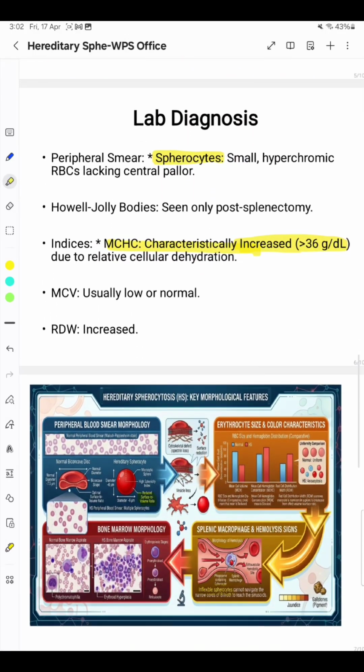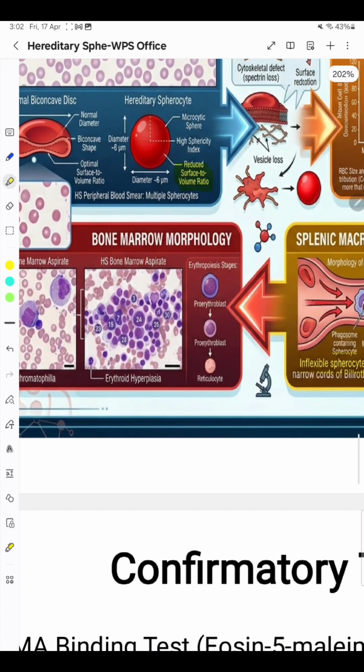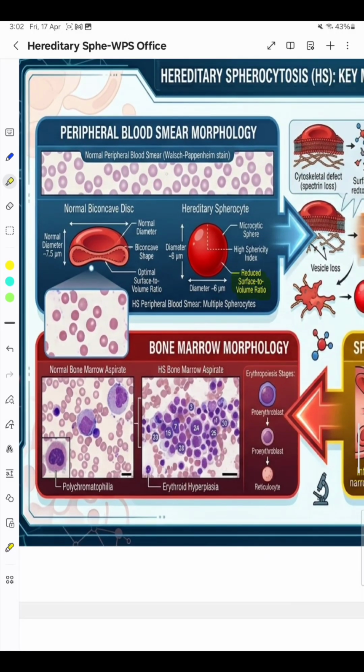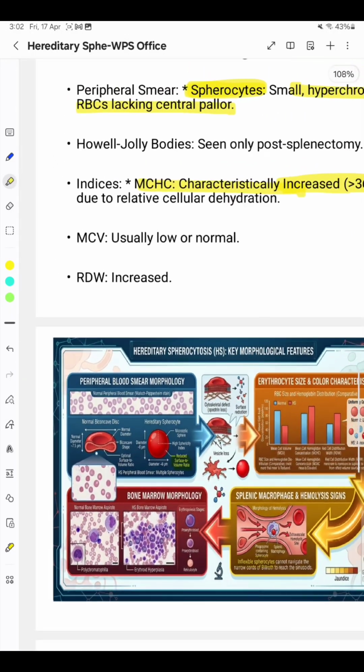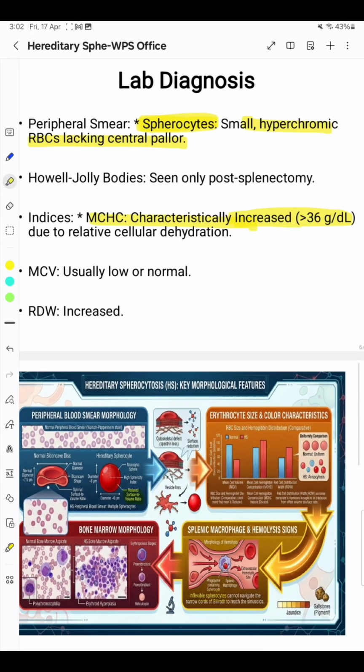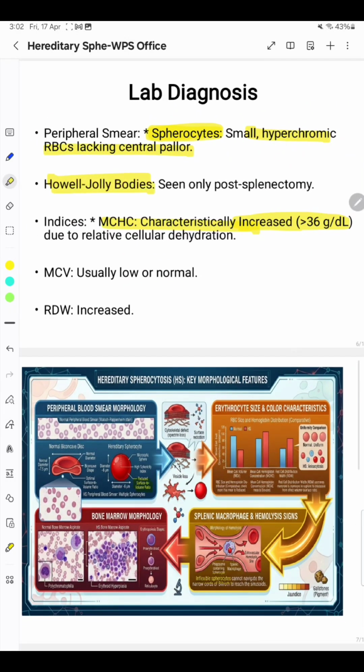To diagnose this condition, on peripheral smear there are spherocytes, small hyperchromic RBCs without central pallor. As we can see, these are the spherocytes, with no central pallor, and usually smaller in size than normal RBCs. There are Howell-Jolly bodies. They are seen only after splenectomy, as normally these are plucked out or destroyed by the splenic macrophages, but after splenectomy Howell-Jolly bodies can be seen.